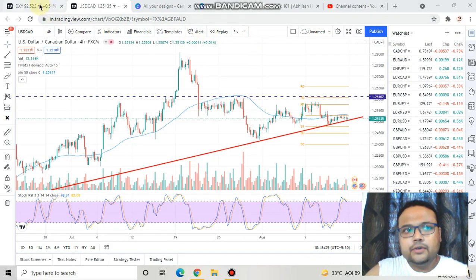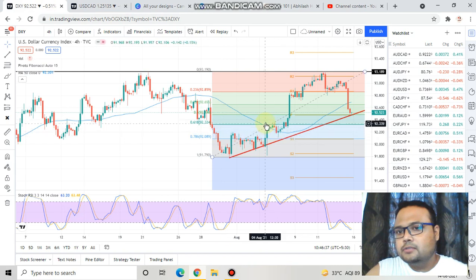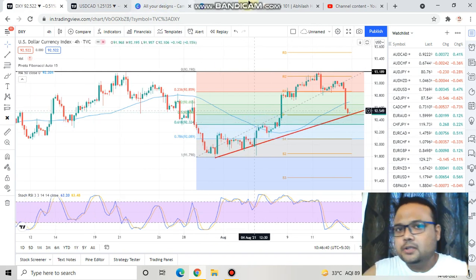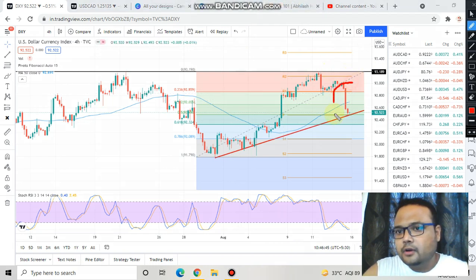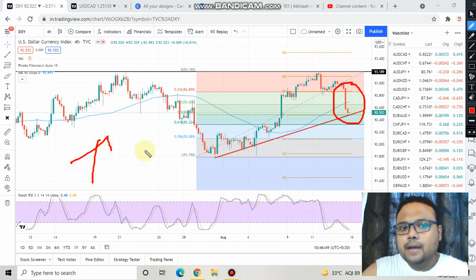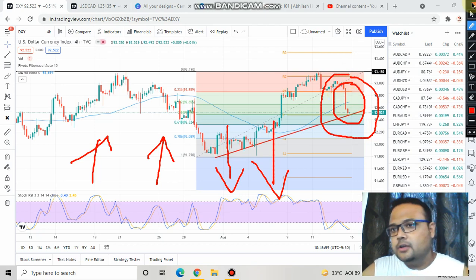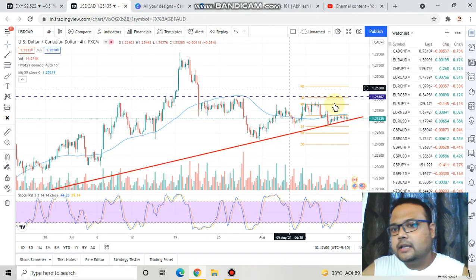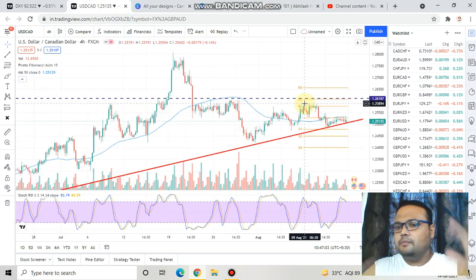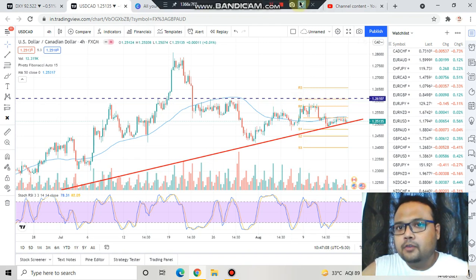And as we all know, the US dollar, DXY, also has a deep impact on the forex market. Yesterday there was a sharp fall on DXY, and historically we have seen that whenever DXY goes up, USD CAD goes up. Whenever the US dollar goes down, USD CAD also goes down. Yesterday there was a sharp fall in the US dollar, but USD CAD did not move. So looking at the present condition of the market, there is a good possibility that the market will be going down.